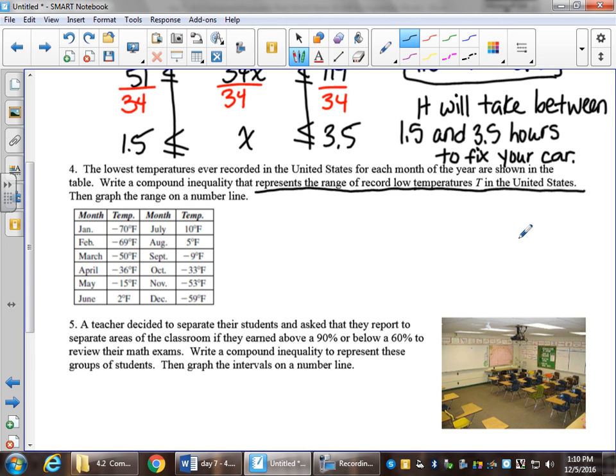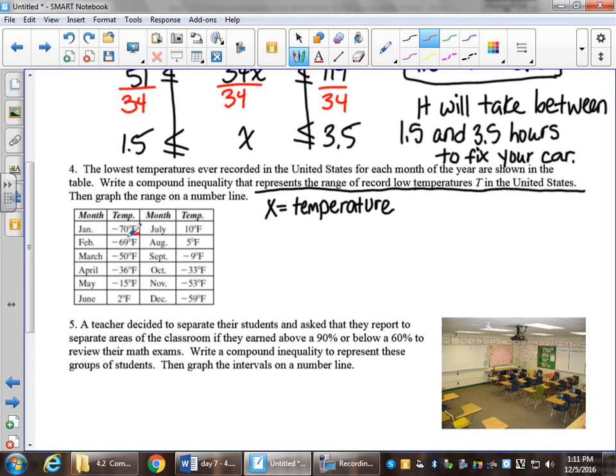So take a second to look at that table. We have data from January through December. I'm looking for my smallest, lowest temperature, and then my greatest temperature. When you find them, please circle them. My unknown, or X, is temperature. Circle or highlight the smallest or lowest and the greatest.